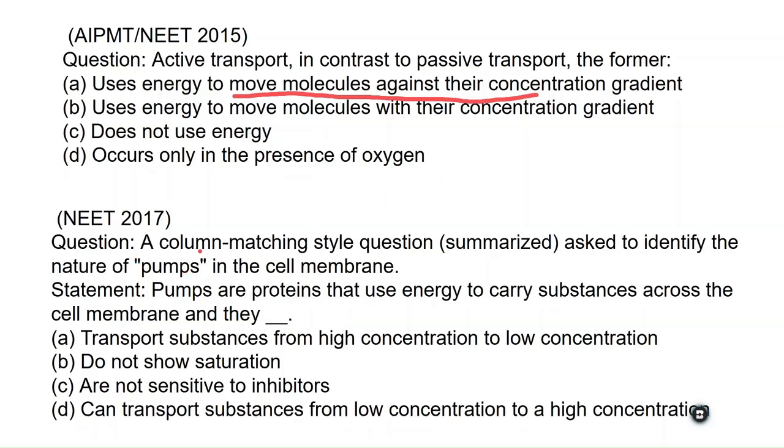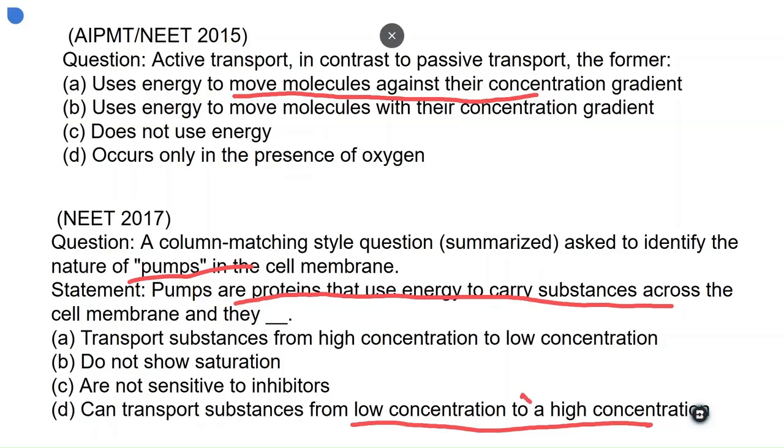Now if you see a column matching style question asked to identify the nature of pump in the cell membrane. So pumps are proteins that use energy to carry substances across a cell membrane. Pumps transport substances from high concentration to low concentration, right? Do not show saturation, are not sensitive to inhibitors, can transport substances from low concentration to high concentration. The best pump we have learned is sodium potassium pump, where the substances are moving from low concentration to high concentration, where the answer is D.